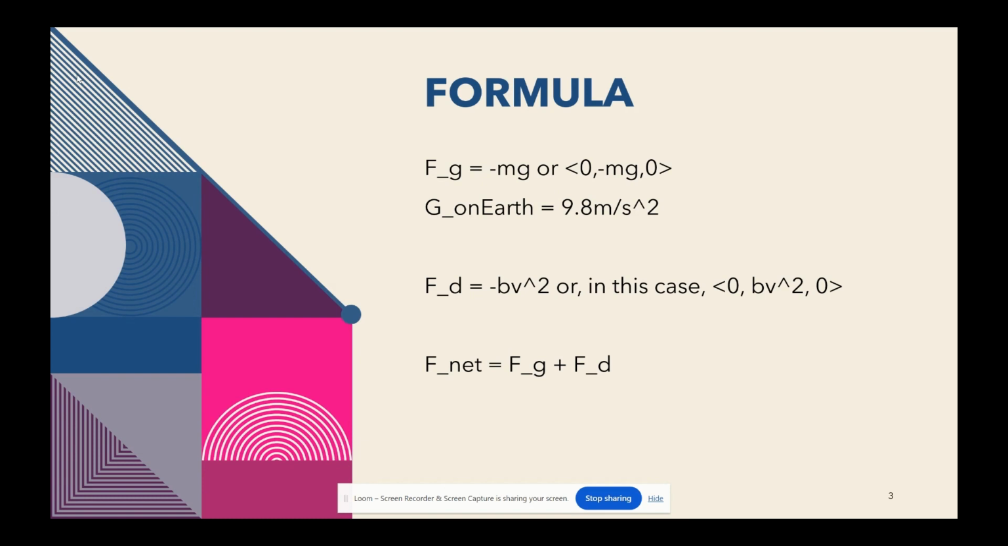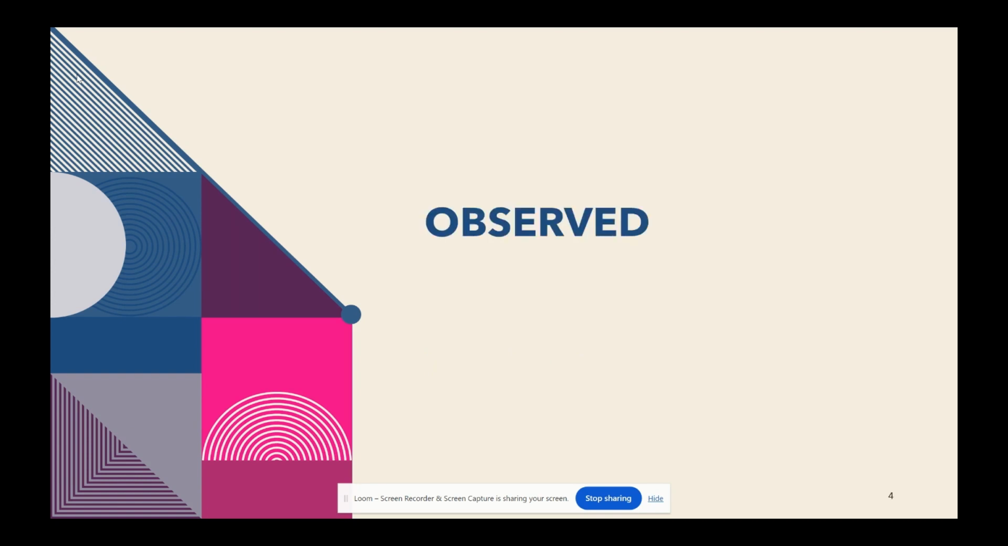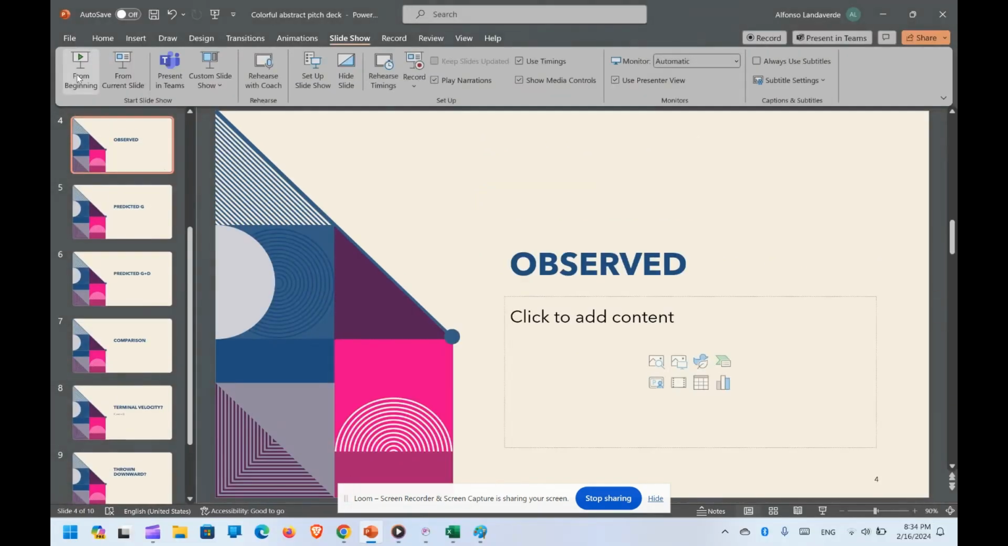And then for the force of drag, we will be using negative b velocity squared. And b is a coefficient that we will get into later, with how we solve for it. The net force on this system will be the force of gravity plus the force of drag. And now we can look at some observed data.